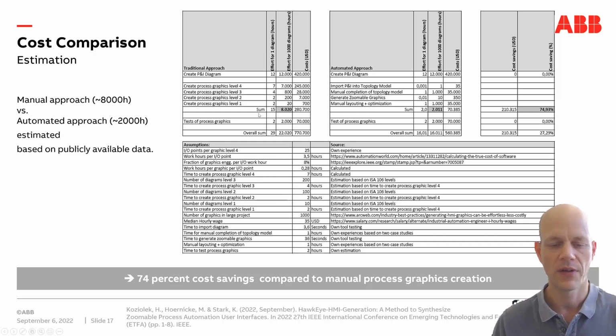But if we sum everything up and we assume a plant that needs 1,000 diagrams, then the manual approach in our estimation takes approximately 8,000 working hours to be completed, while with our automated approach, which is basically mostly based on procedural generation with a little bit of manual reworking, we would estimate around 2,000 hours. So we estimate a cost savings potential of 74%, at least for the cases that we have considered here.